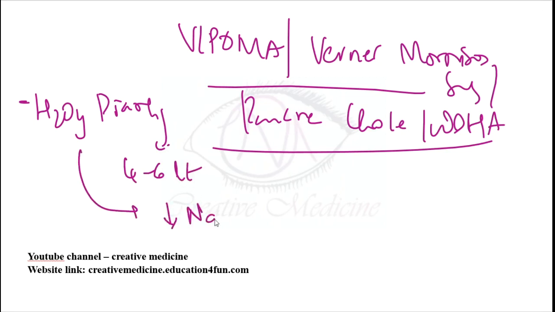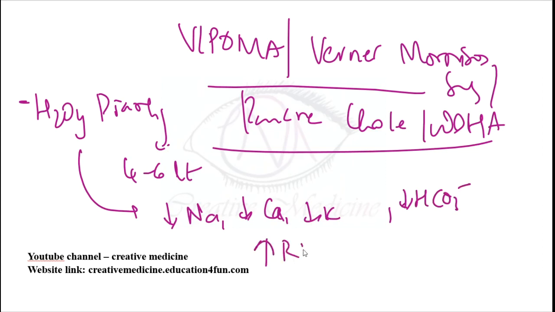This watery diarrhea will cause decreased sodium, decreased chloride, hypokalemia, and decreased bicarbonate, resulting in acidosis. You will also see increased random blood sugar levels and increased calcium, that is, hypercalcemia and hyperglycemia.